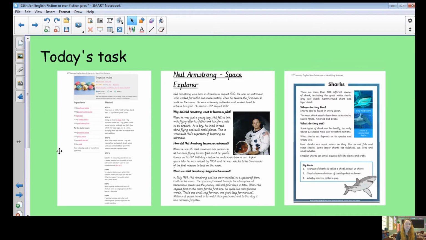There is a cupcake recipe over here. Over on this side, there is a Neil Armstrong Space Explorer non-chronological report in the middle, and there is an information leaflet about sharks over on this side. You don't need to read them just yet, I just want you to have a little look about them and spot things that you might notice between them. So pause now and have a go at that.